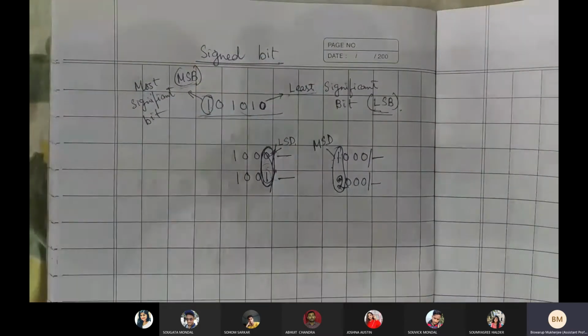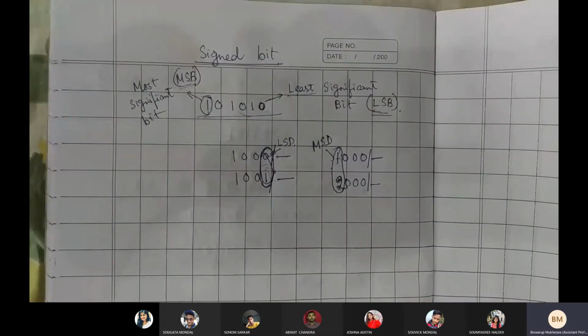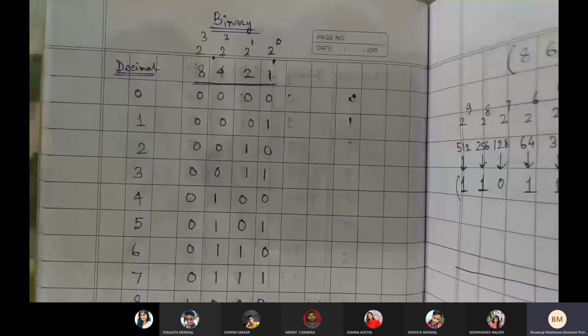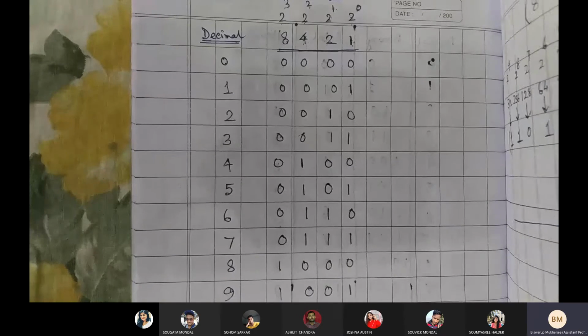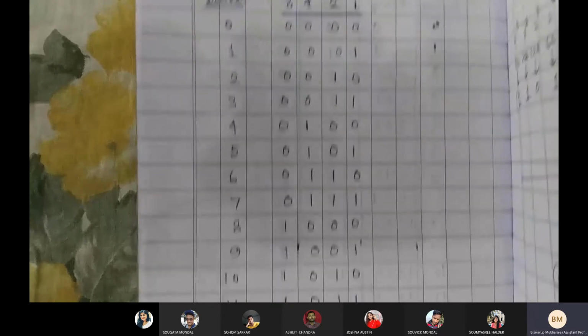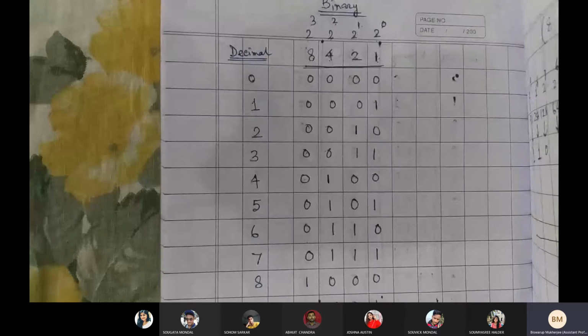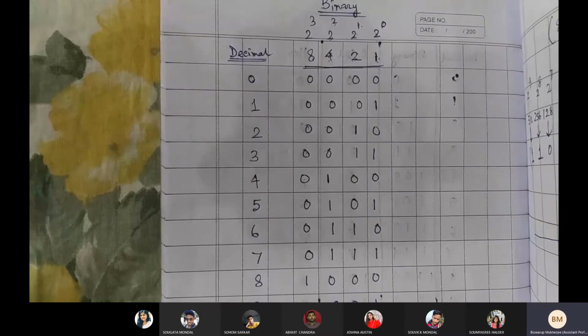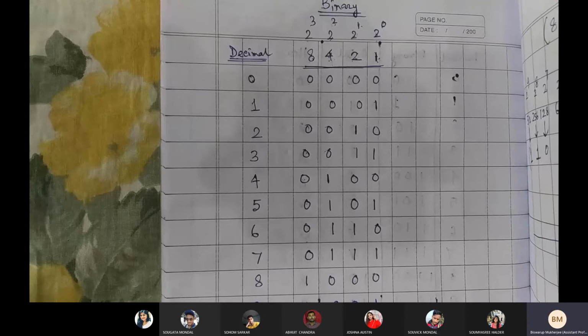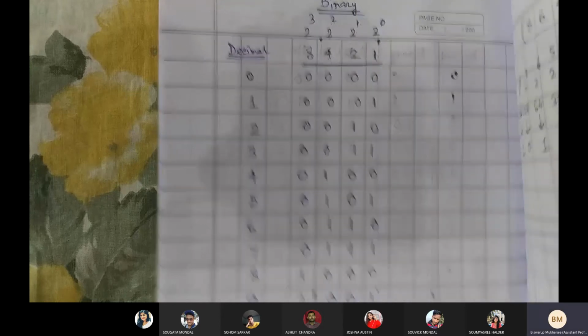So far, in the last class, the decimal values we wrote were all unsigned. No sign was given, right? So these were unsigned values. And for unsigned values, from 0 to 15, we can write them down like this.